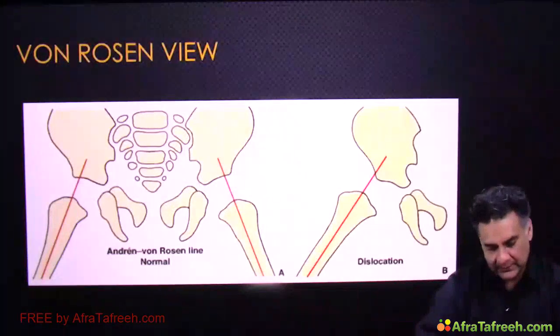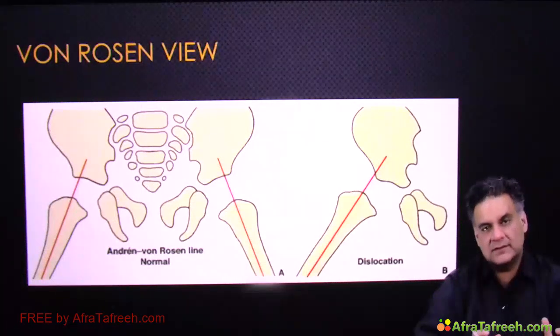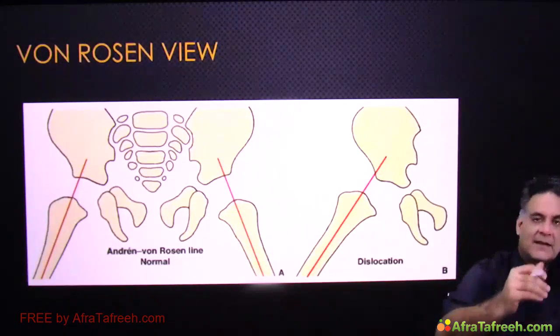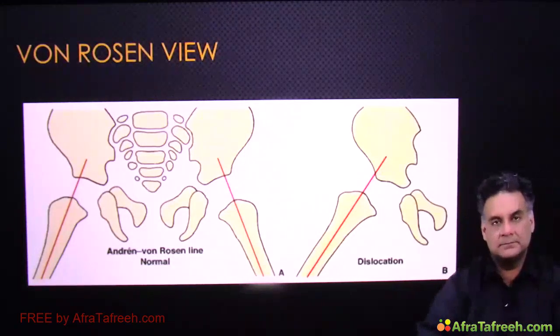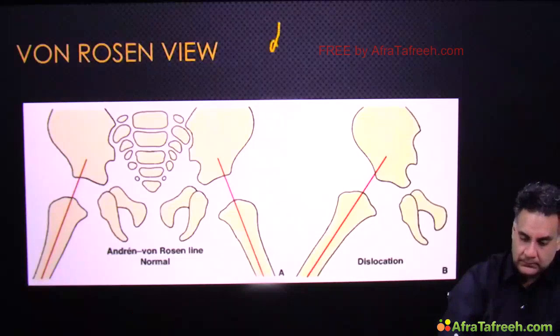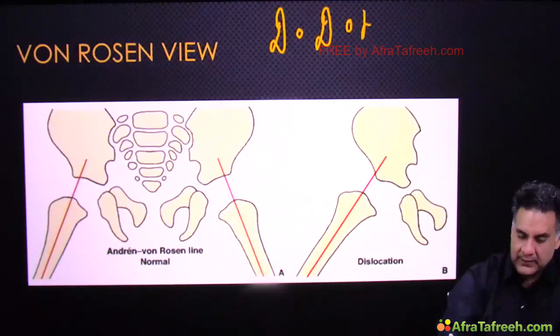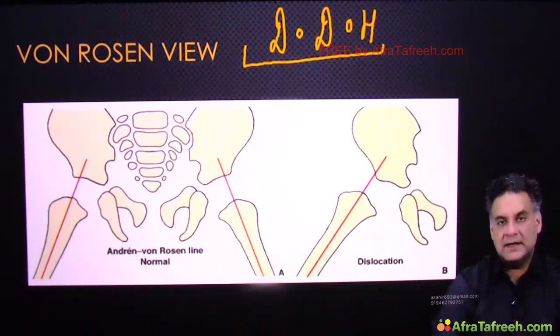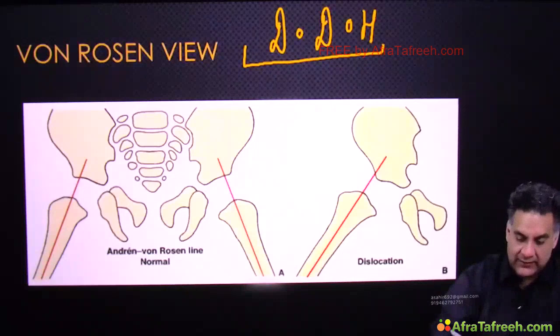X-rays in orthopedics. Lots of X-rays. I have selected a few of them which are practically feasible to remember. One of them is the von Rosen view, which is for developmental dysplasia of hip, DDH. DDH has a shallow acetabulum.